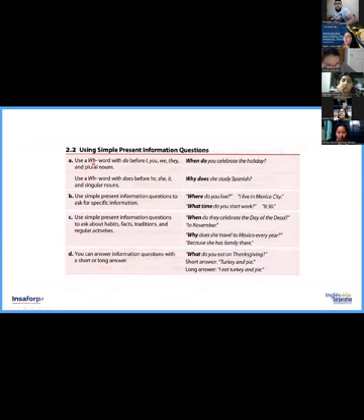Okay, so we have la regla, right? Ya estudiamos que siempre el WH tiene que ir antes del do o el does, right? Then we have used simple present information to ask for specific information, para hacer preguntas muy específicas. Where, or what, or when, and so on. Use simple present for asking about habits, facts, traditions, regular activities. You can answer information questions with a short or long answer. Podemos responderle de una forma corta y de una forma larga.